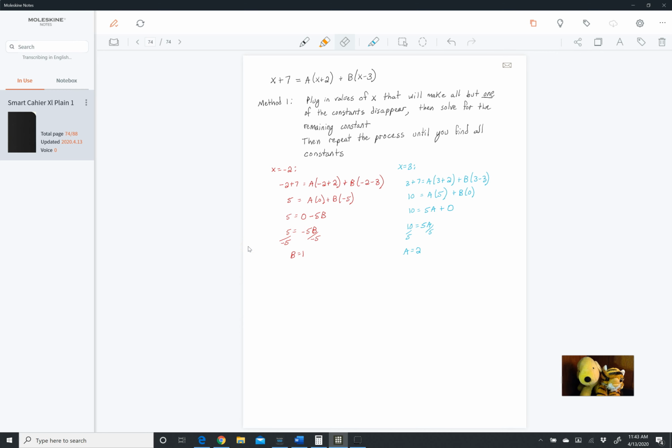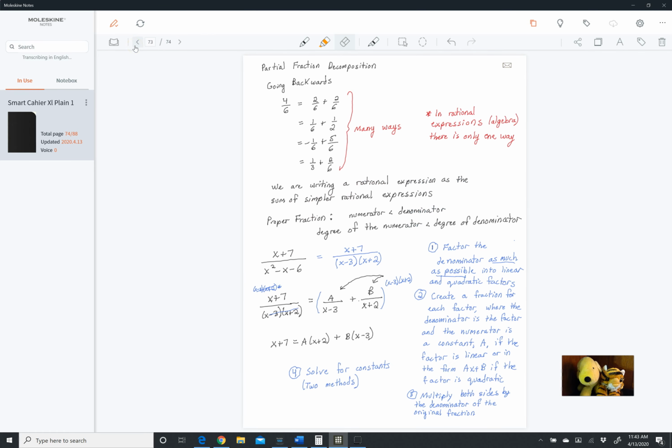Now we're almost done. Now we just need to plug in. So our original problem was x plus 7 over x squared minus x minus 6. And if we go back to the previous page, we can see that we said that that was a over x minus 3 plus b over x plus 2. Well, now we know what a is. a is 2 and b is -1. So we're just going to plug that in.